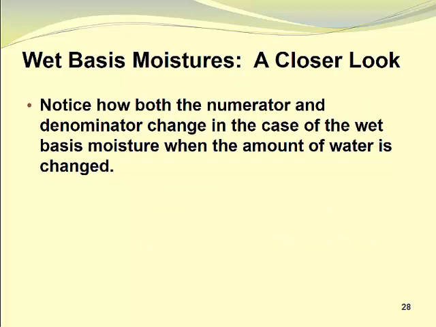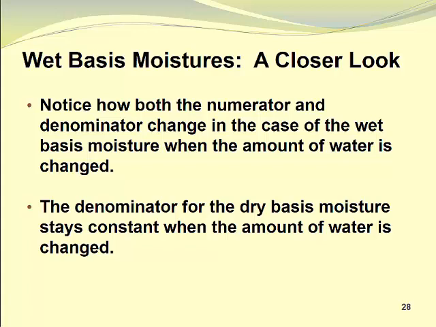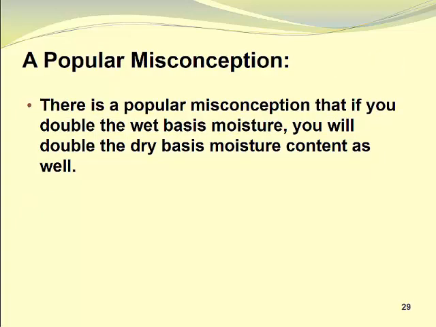So once again, notice how both the numerator and denominator change in the case of the wet basis moisture when the amount of water is changed. The denominator for the dry basis moisture stays constant when the amount of water is changed because it is dry solids and they are constant throughout the drying operation.